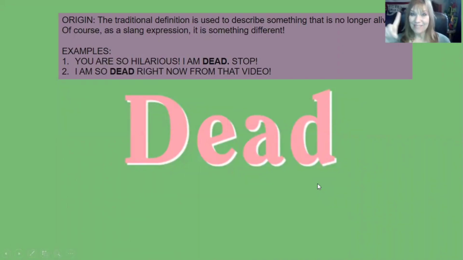All right, slang term number 1 is dead. What is the origin of this slang? Well, the traditional definition is used to describe something that's no longer alive. So, of course, as a slang expression, it's something different. I can't say I'm dead if I'm literally dead, right? So, let me give you some examples and see if you can guess what it means.